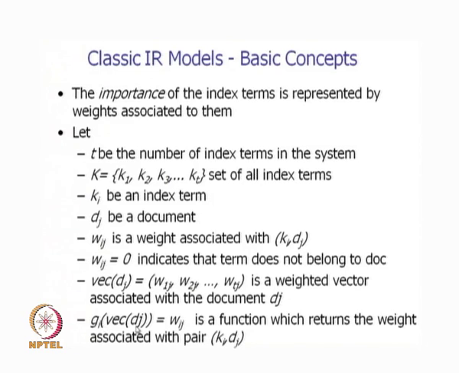g_i(vec d_j). So, when the vec d_j is given, then g_i is a function which can extract the weight associated with the pair (k_i, d_j). So, it returns the weight that is indicative of the importance of the keyword k_i for the document d_j.